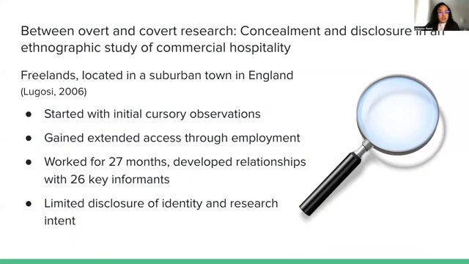This research study was actually done in 2006 in a bar called Freelands, which was located in a suburban town in England. The author chose not to use survey methods because they wanted to observe social interactions and also discuss people's experiences with them directly. As a consumer, they were limited to 1 to 4 hours in the bar during every visit. So initial cursory observations led them to need more in-depth time and observations to determine who came to the bar, why they were there, and how they negotiated their relationships.